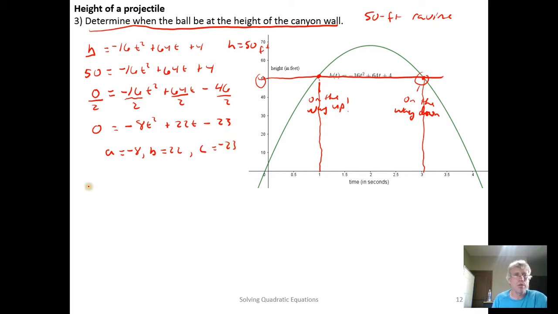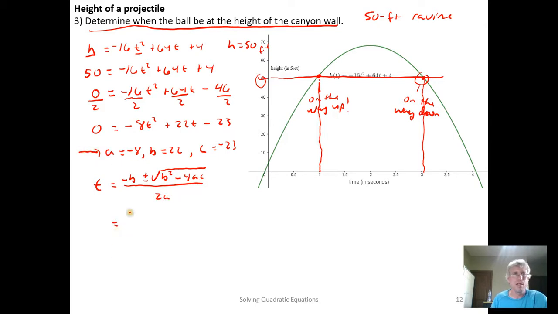So usually the quadratic formula is x equals, but now we don't have an x. It's going to be t is equal to, and we know it's the opposite of b, plus or minus the square root of b squared minus 4ac, everything over 2 times a. So we just take the numbers we found here and feed them into the formula.